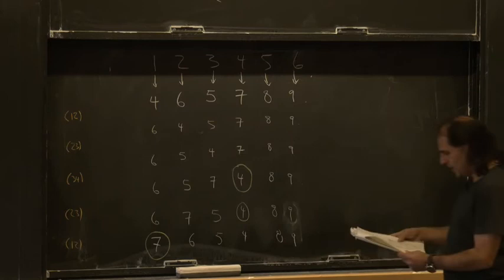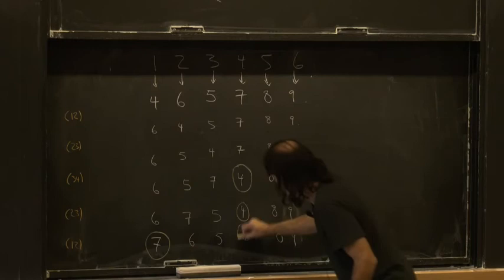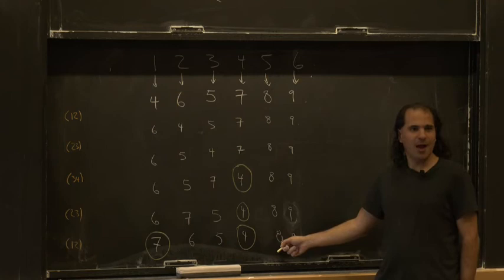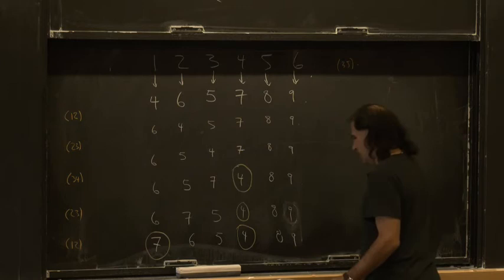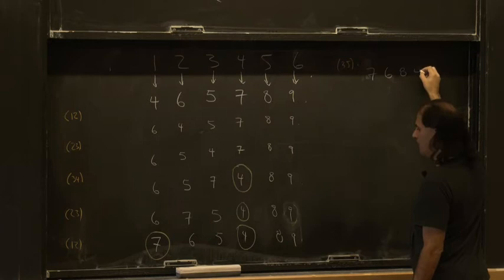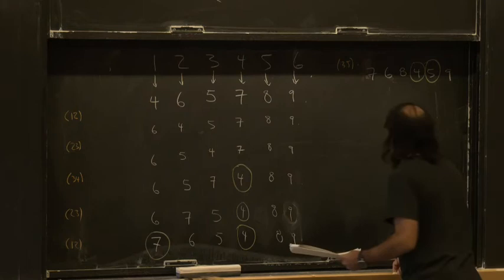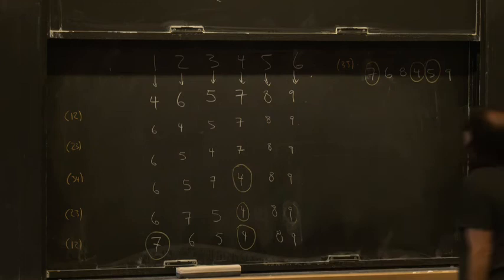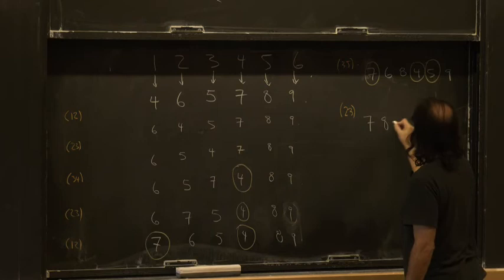So what can I do next? 4 is out of commission, so the next thing I can do is 3, 5. Now I'm allowed to jump over 4. Let me write down what I get after doing 3, 5. Now what I'm going to have is 7, 6, 8, 4, 5, 9. Now 5 is out of commission. So in the next step, I can do 2, 3. They're the first ones. So this now gives me 7, 8, 6, 4, 5, 9.